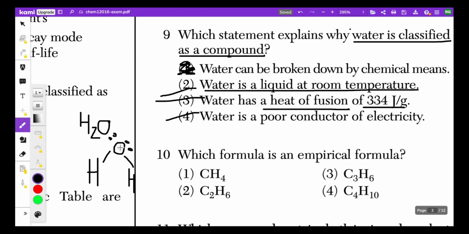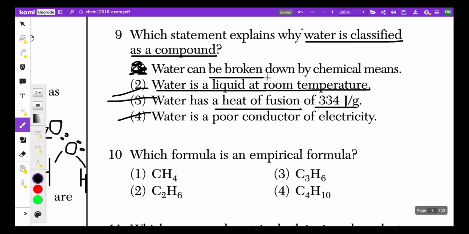Remember, two or more different elements chemically combined together. So water can be broken down by chemical means. This has to be the answer.